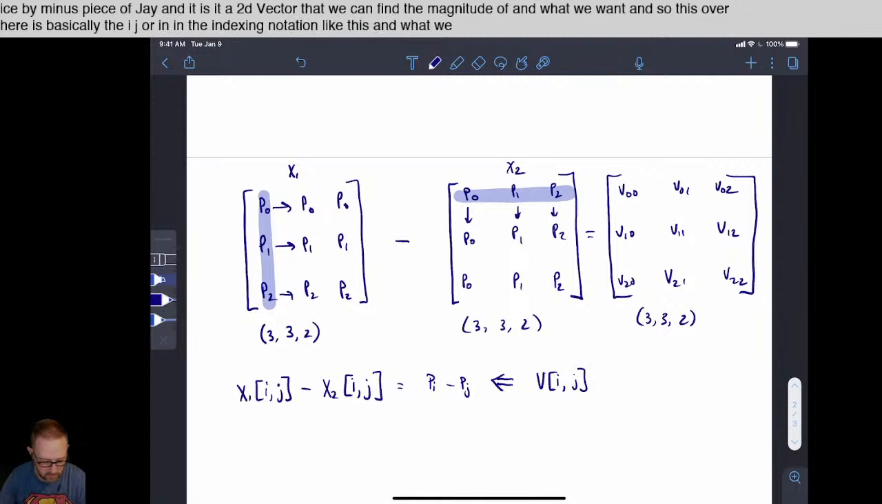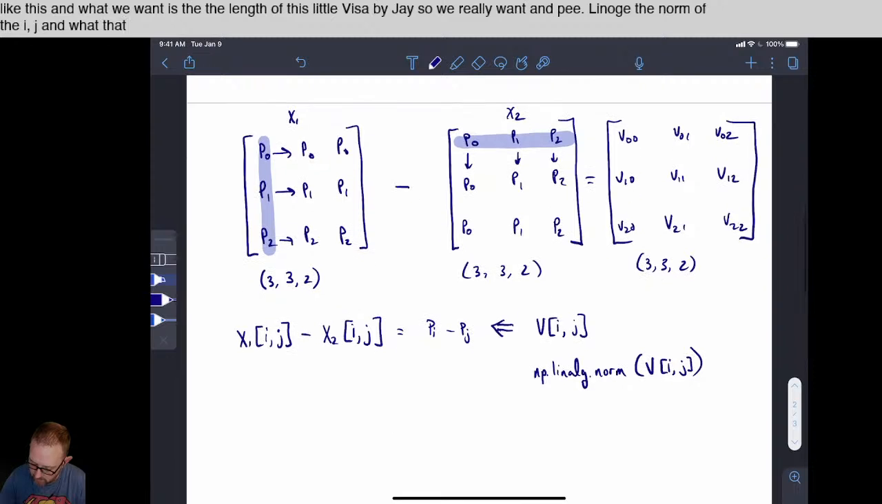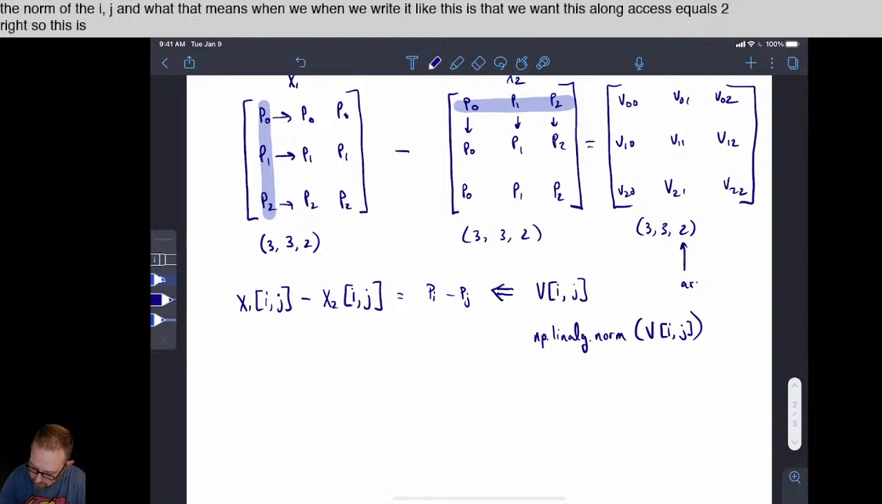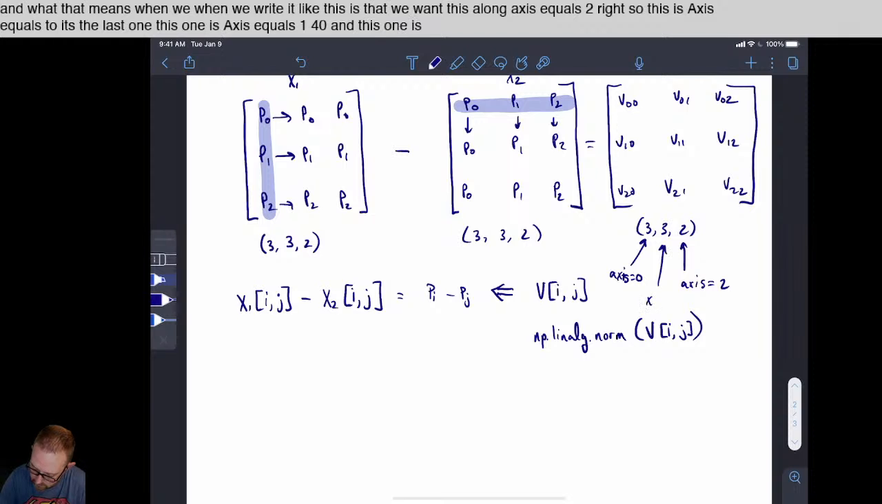And what we want is the length of this little v sub ij, so we really want np.linalg.norm of v i comma j. And what that means when we write it like this is that we want this along axis equals 2. So this is axis equals 2, it's the last one. This one is axis equals 0, and this one is axis equals 1.